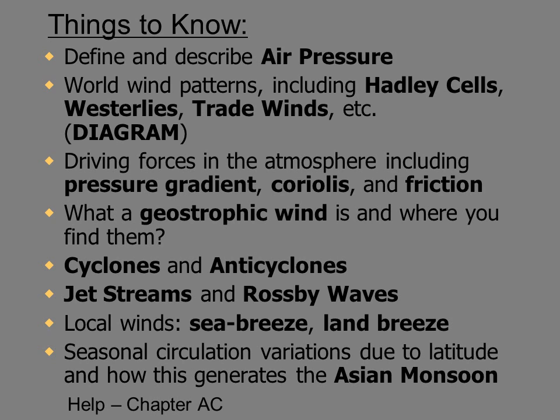Remember, jet streams form at the boundary of cold and warm air masses. The winds whip around the planet, never making it to the low pressure. Rossby waves are that contact between the warm and cold air that shifts over time and gets very amoeba-like. Local winds: sea breeze and land breeze. And I need you to understand how you can get seasonal variations of our pressure systems and how that generates the Asian monsoon.